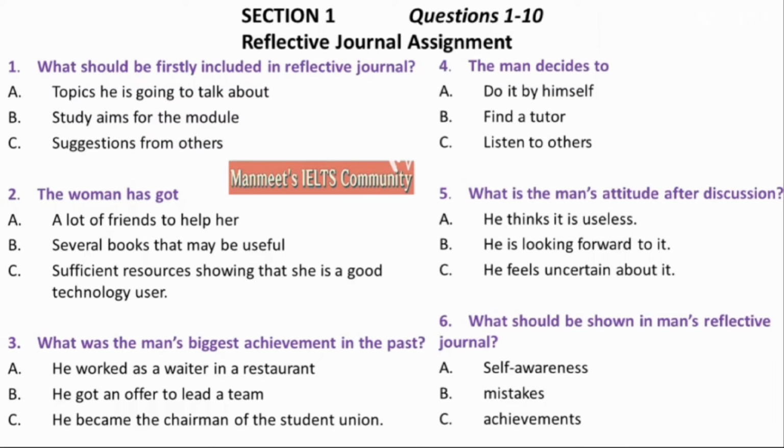Now turn to section 1. Section 1. You will hear Tom and Danny, two students, talking with their professor about the assignment. First, you have some time to look at questions 1 to 6.